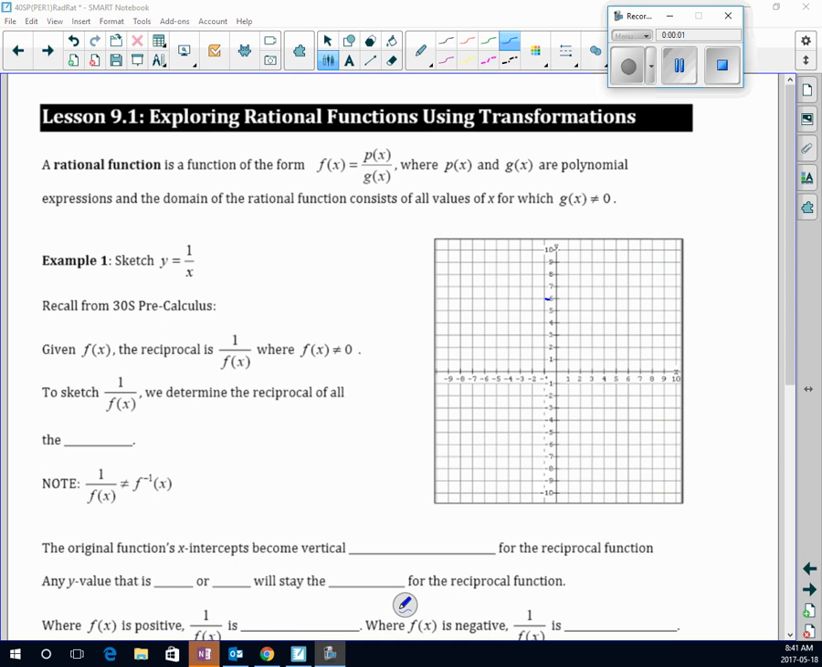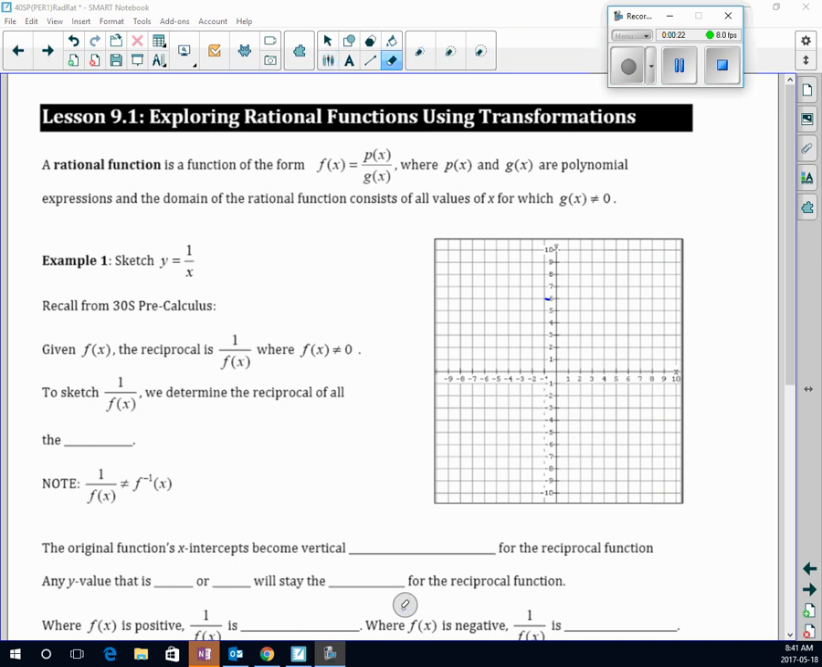A rational function is in the form of a function over a function, p of x over g of x, where p of x and g of x are polynomial expressions, and the domain of the rational consists of all x's for which you cannot have the denominator equal to 0, because that's a big no-no, right? Okay, so do you remember how to graph y equals 1 over x?